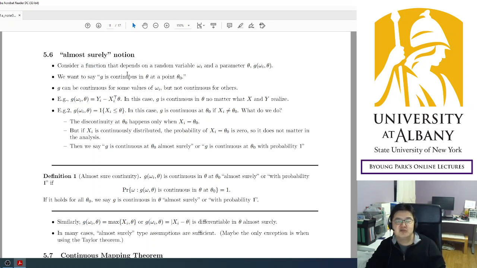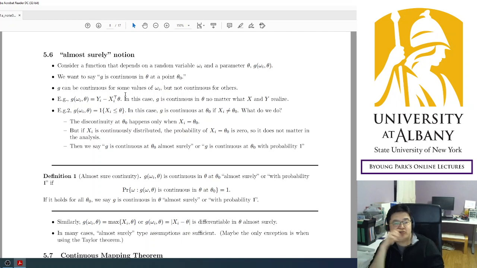Suppose that there is a function that depends on a random variable omega i. So the function depends on omega i and a parameter theta. And then what we are interested in is the continuity of the function with respect to theta or omega. So suppose that we want to say that g is continuous in theta at a certain point. But whether it is continuous may depend on omega. I mean, the function may be continuous for some realizations of omega, but may not be continuous for other realizations of omega.